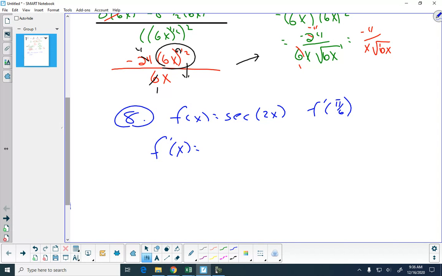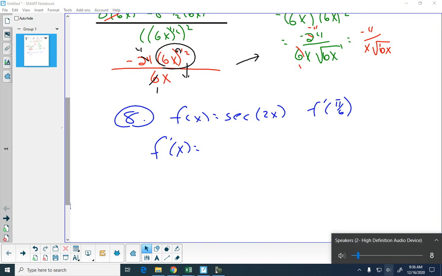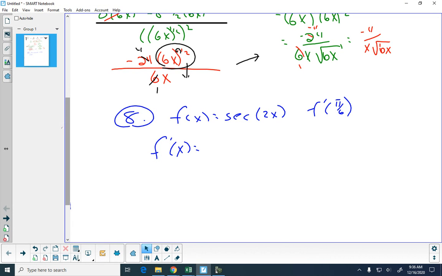Brandon, what do you have for the derivative of the secant of 2x? 1 over the cosine of 2x. Yeah, you can use 1 over cosine, but we can also remember what the derivative of the secant is. What's the derivative of secant? Is that the secant times the tangent of x?